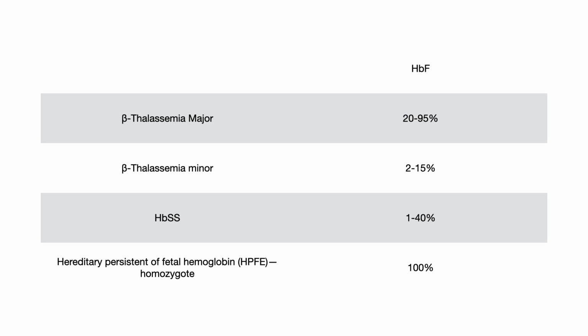So this just shows you the level of hemoglobin F that you see in these diseases. I put beta thalassemia major, minor, sickle cell, and hereditary persistence of fetal hemoglobin. And then obviously if they're homozygous, they'll have 100%. So I just put those in there so you can see the ones where you see an increased amount of hemoglobin F. It makes sense that if you have a problem with your beta globin chain, you wouldn't transition well from the hemoglobin F to the hemoglobin A, because you might as well just keep producing the gamma.